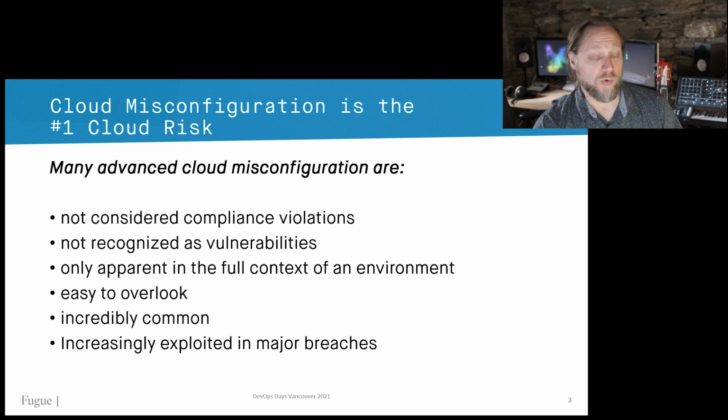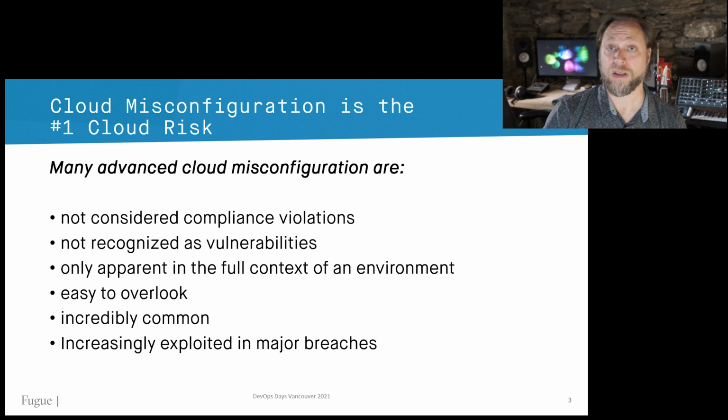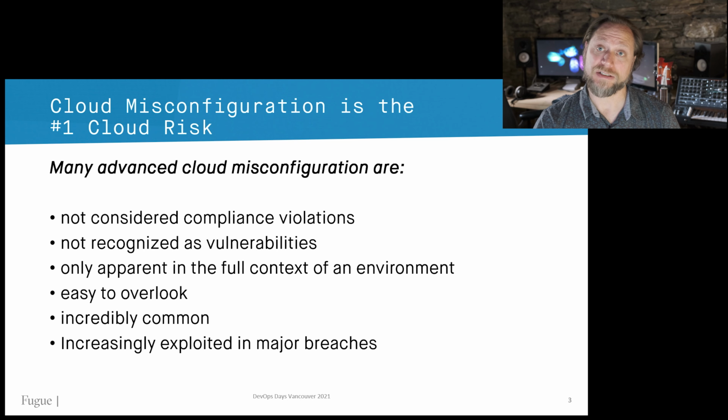Okay, so many of these advanced cloud misconfigurations that get used, things like lateral movement in identity and access management services, complex chains of exploits getting to S3 buckets, things like that, they're just not considered compliance violations by the big compliance families. And Fugue, we support all the big compliance families. There's a lot of good stuff in there, but they're not always great at keeping up with the hackers. Okay, so this is the first reason you need to think like a hacker.